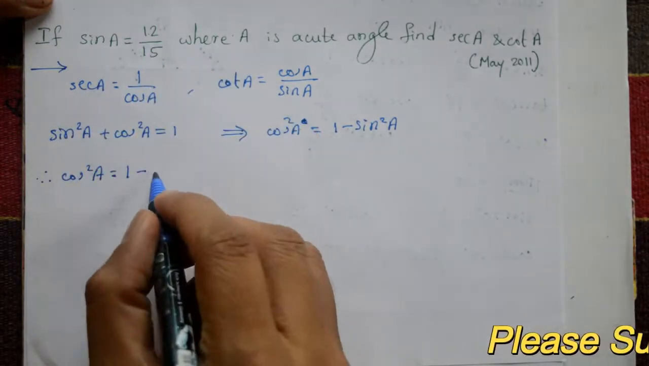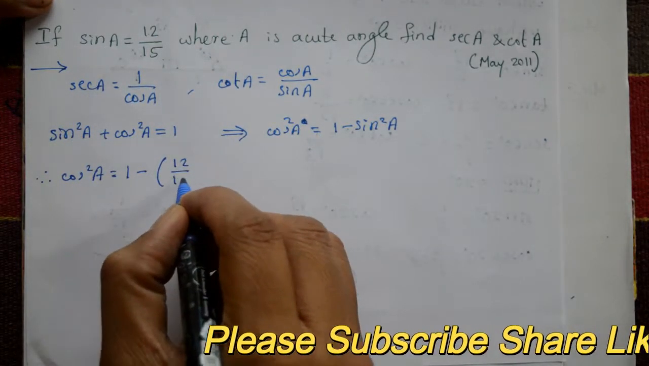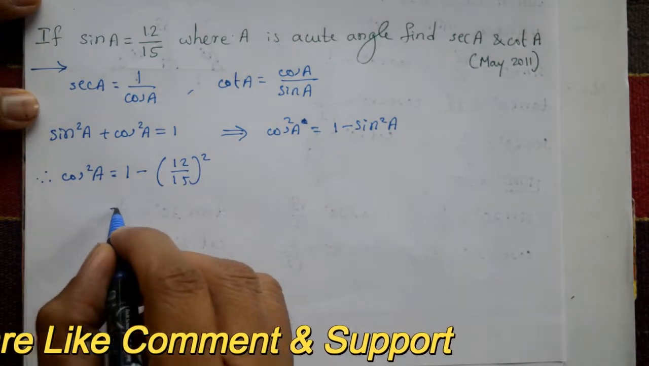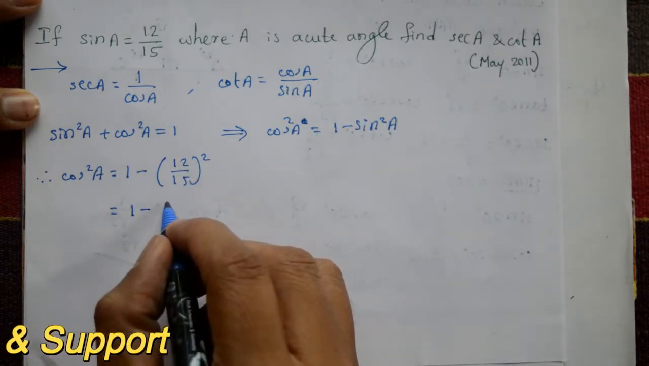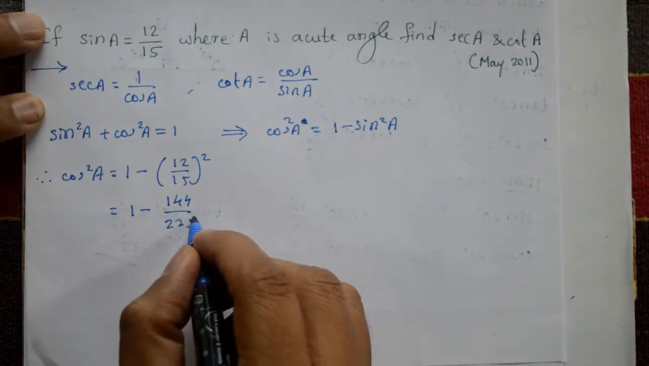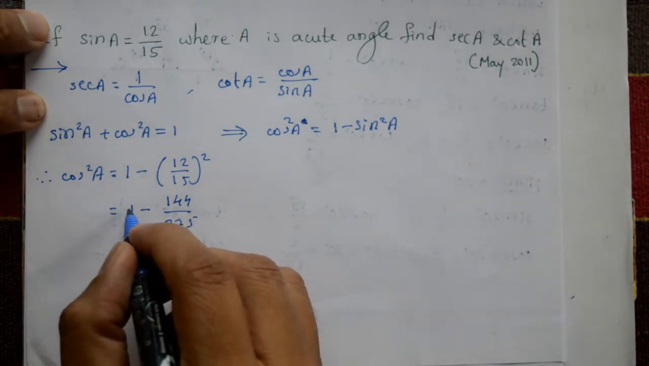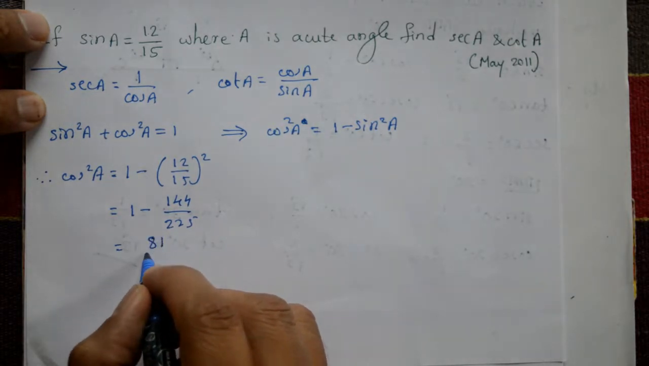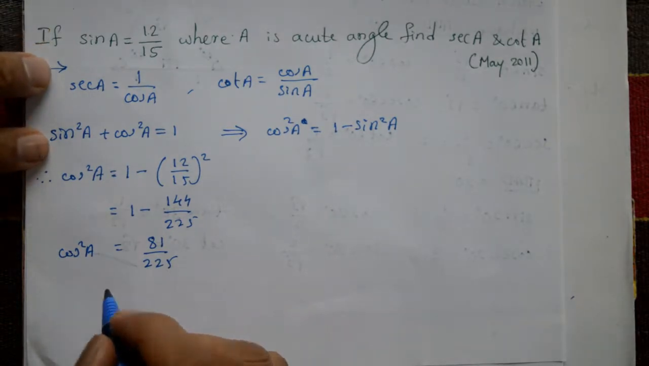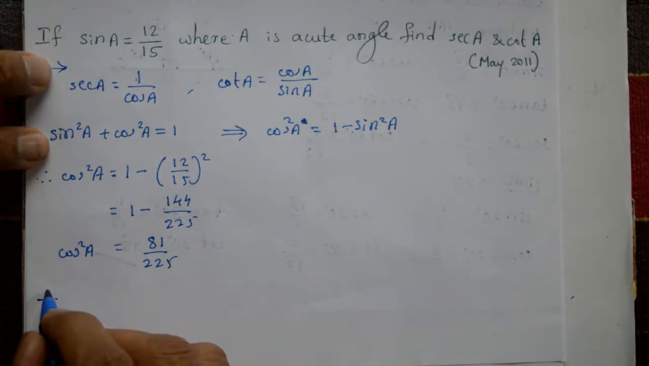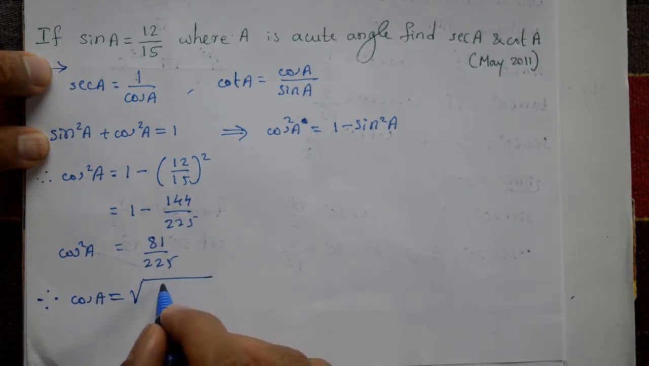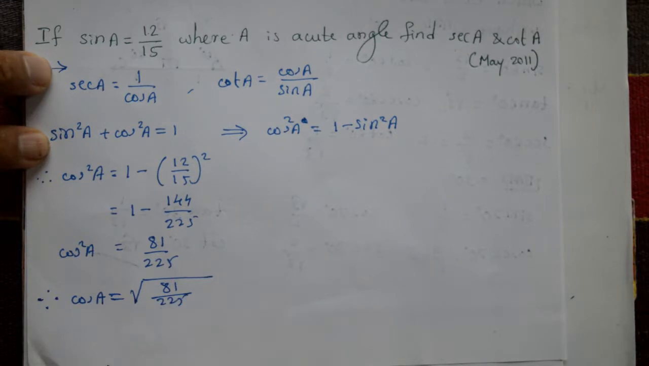Sin A is 12 by 15. Sin square A means 12 by 15 whole square. Okay, and this is equal to 1 minus 12 square, which is 144, divided by 15 square, which is 225. Multiply: 225 minus 144 is 81, divided by 225. Cos square A is equal to 81 by 225, and therefore cos A is equal to square root of 81 by 225.